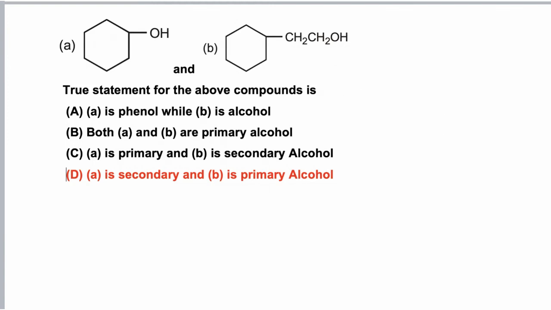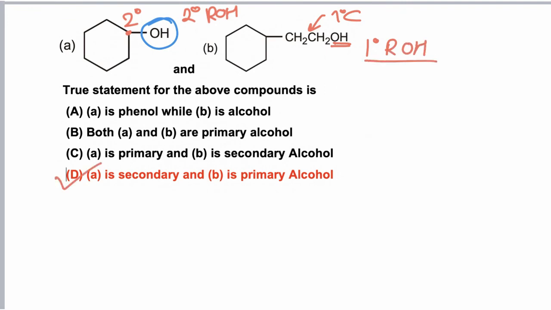In this question we have to find degree of alcohol. So degree of alcohol depends on degree of carbon to which it is directly attached. So here in first case OH group is attached with 2 degree carbon, so this alcohol is 2 degree alcohol. In case B, OH functional group is directly connected with 1 degree carbon, and degree of alcohol depends on degree of carbon to which it is directly attached. So B is 1 degree alcohol. So correct answer is 4. A is secondary alcohol and B is primary alcohol.